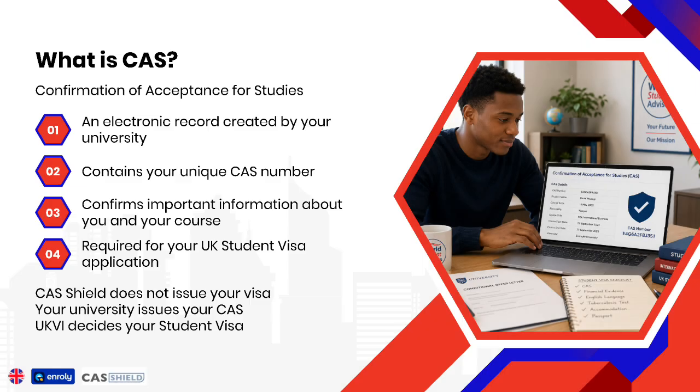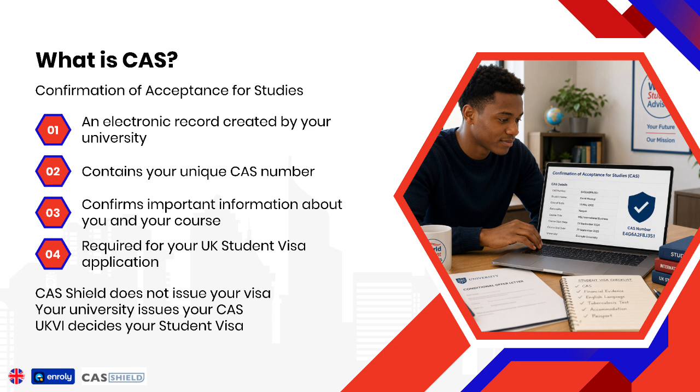So what is a CAS? CAS stands for Confirmation of Acceptance for Studies. It is an electronic record created by your university and it contains a unique CAS number. It also contains important information about you, your university, and the course you intend to study. You will normally need your CAS before you can make your UK student visa application.